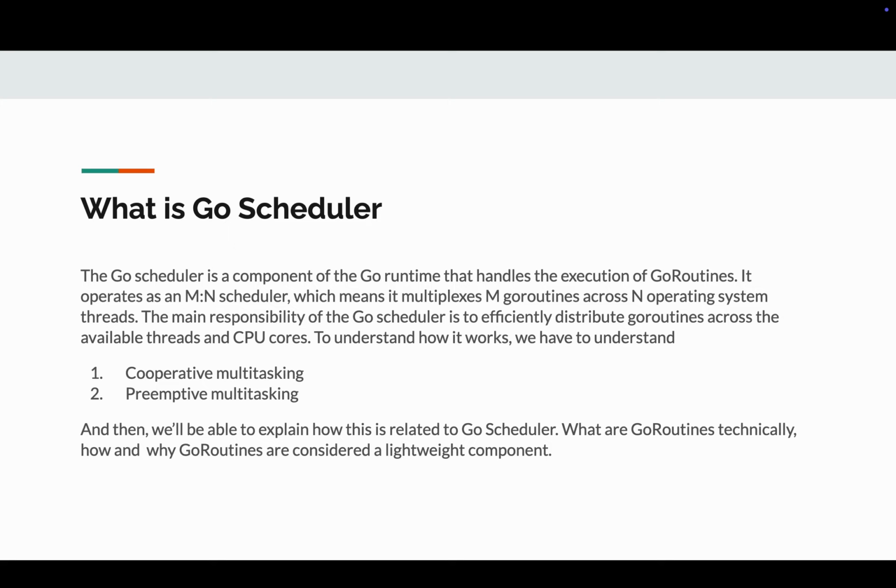To understand how it works, we have to understand cooperative multitasking and preemptive multitasking. In this video, we'll be talking about cooperative multitasking, and then we'll be able to explain how this is related to Go scheduler, what are Go routines technically, and how and why Go routines are considered a lightweight component.